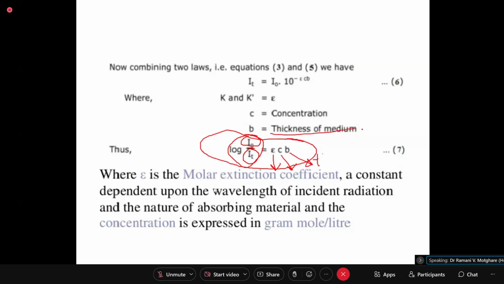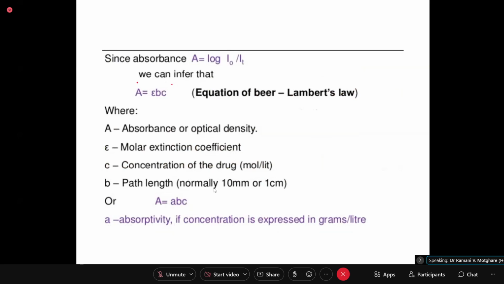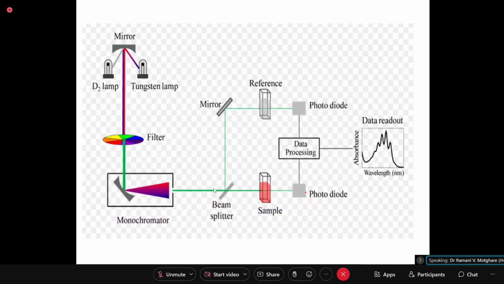Here it is written. So here epsilon is the molar extinction coefficient, so A is equal to epsilon BC, and that becomes your Beer-Lambert's law. Okay, put together, a double beam spectrophotometer.